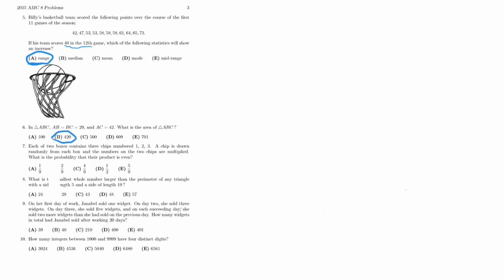The probability is the expected outcomes over all outcomes. So what are all the outcomes? The first box has 3 choices: 1, 2, 3. The second is still 3. That's the total number of events, which is 9.